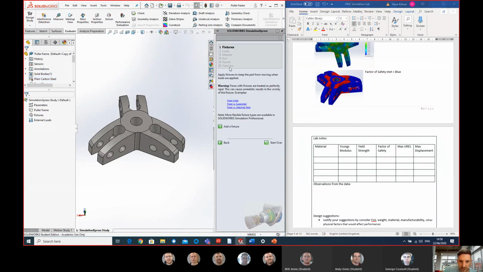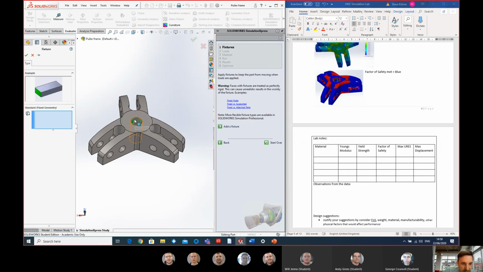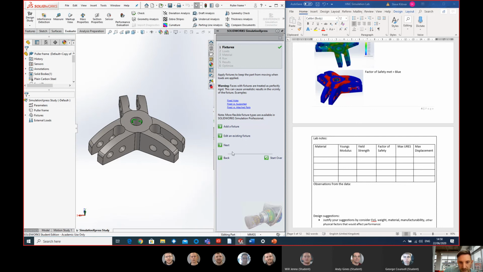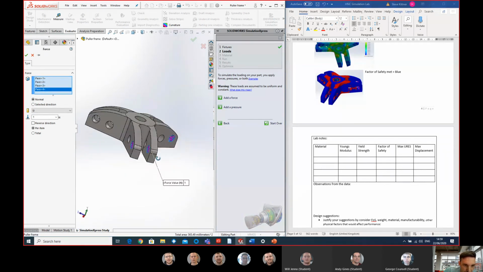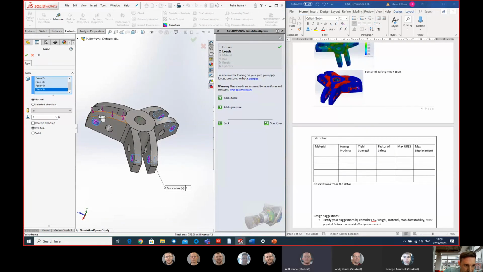Start from scratch. So we're going to add some fixtures like we did last time. In this case, it's going to be the center of the part. So this is going to be the fixed point, and then these end bits are going to move off the back of that. We're going to add a force this time, and we're going to apply a force into all of these holes, just the front ones.